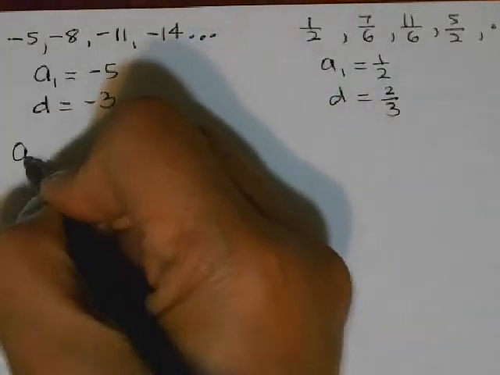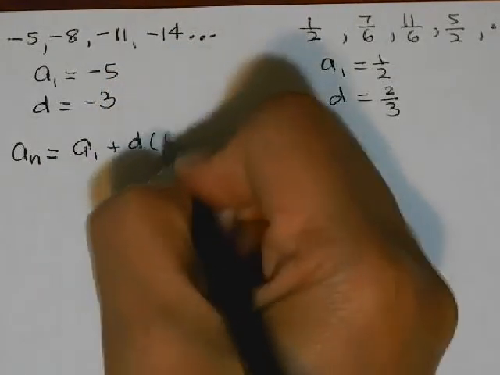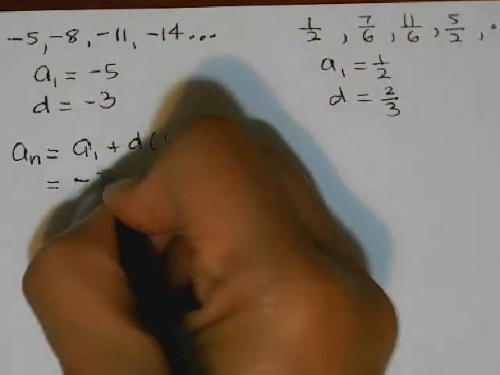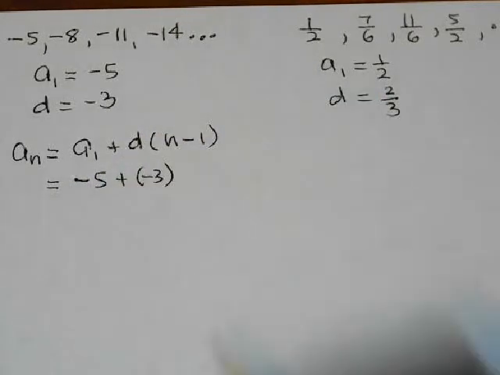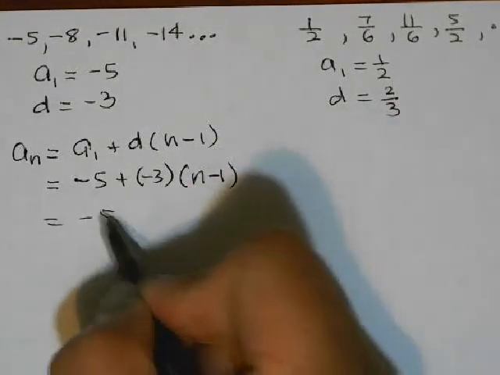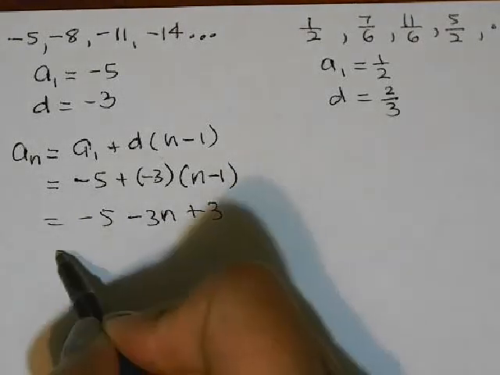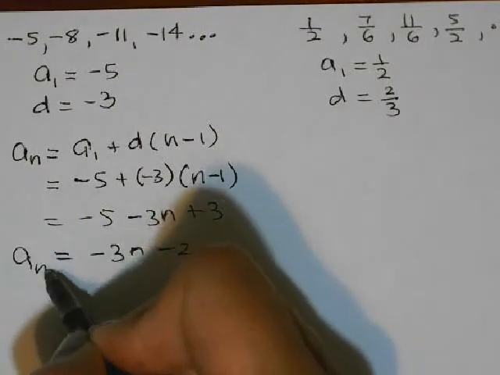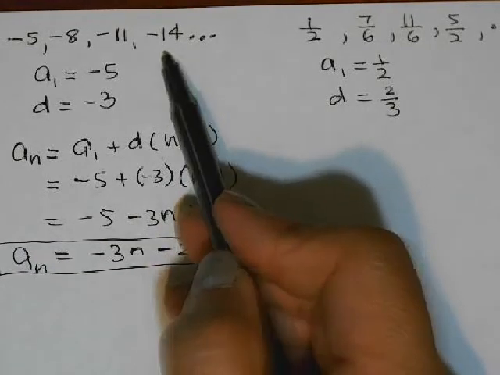So a sub n here will be a sub 1 plus d times n minus 1. I hope you memorized the formula. A sub 1, the first term, is negative 5, d is negative 3, multiplied by n minus 1. So that will be negative 5, negative 3n, negative negative positive. So that will be negative 3n minus 2.